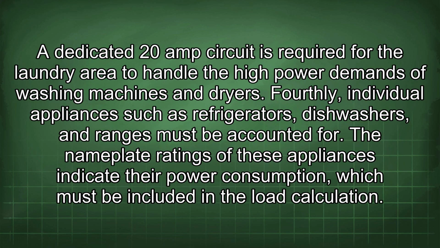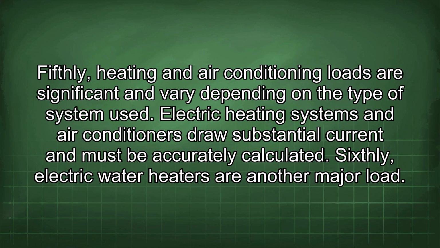A dedicated 20-amp circuit is required for the laundry area to handle the high power demands of washing machines and dryers. Fourthly, individual appliances such as refrigerators, dishwashers, and ranges must be accounted for. The nameplate ratings of these appliances indicate their power consumption, which must be included in the load calculation. Fifthly, heating and air conditioning loads are significant and vary depending on the type of system used. Electric heating systems and air conditioners draw substantial current and must be accurately calculated.